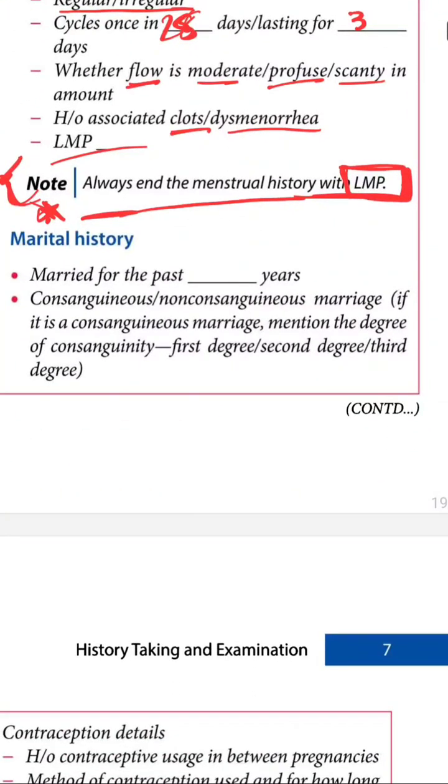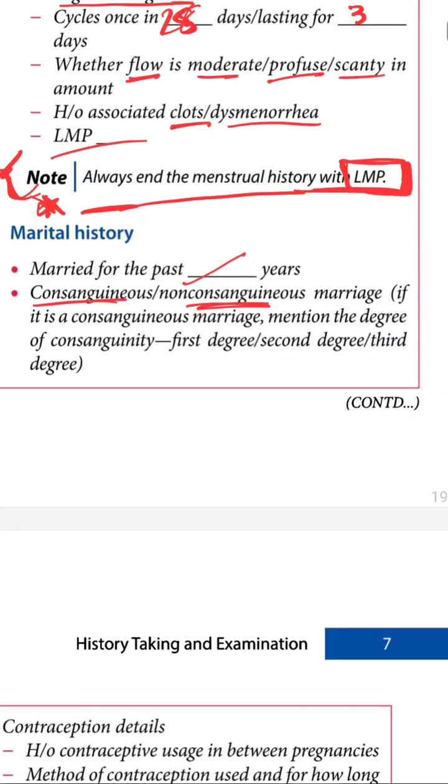Coming to the marital history. Married for past how many years? Whether it was a consanguineous marriage or non-consanguineous marriage. If it is consanguineous, you need to mention the degree of consanguinity, whether first degree, second degree, or third degree. First degree means with a parent or a child, and second degree means with either grandparent or brother or sister or grandchild. Third degree consanguinity is great grandparent or uncle or aunt, niece or nephew or great grandchild, like that.